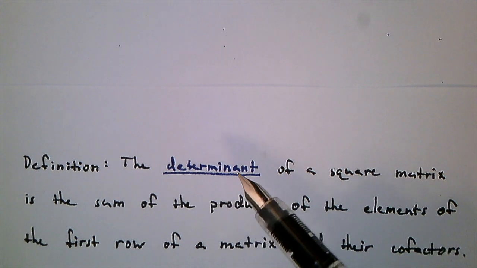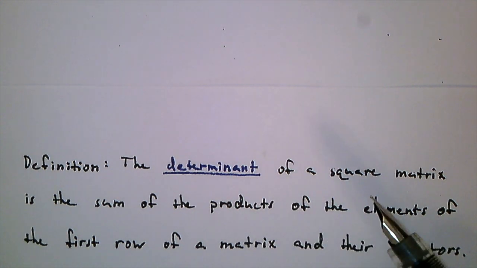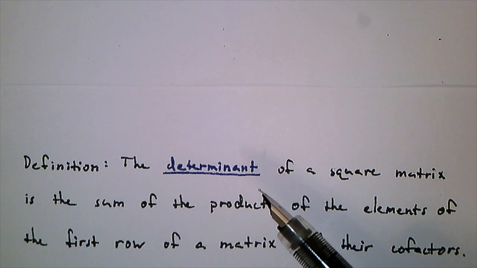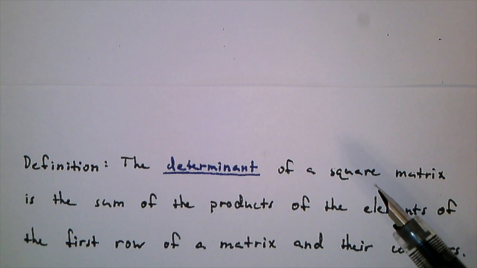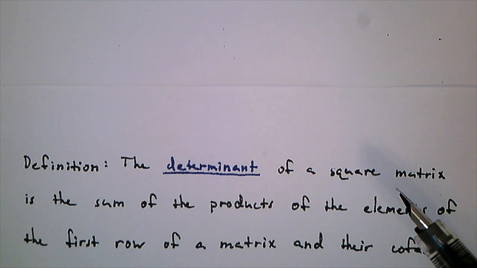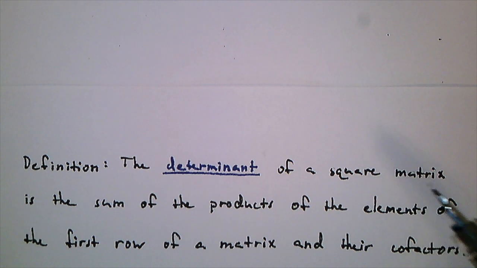Now we're ready to discuss the determinant of any square matrix. So a key to remember for determinants is that we're only going to talk about determinants for square matrices. But now we can talk about the determinant of a 3 by 3, a 4 by 4, or larger. Here's the definition. The determinant of a square matrix is the sum of the products of the elements of the first row of a matrix and their cofactors. So that's a little complicated. Let's see how it works out.